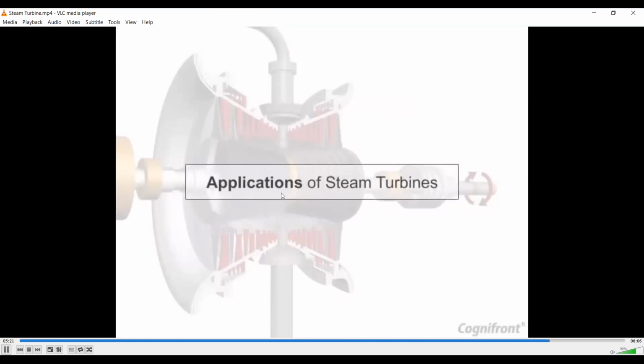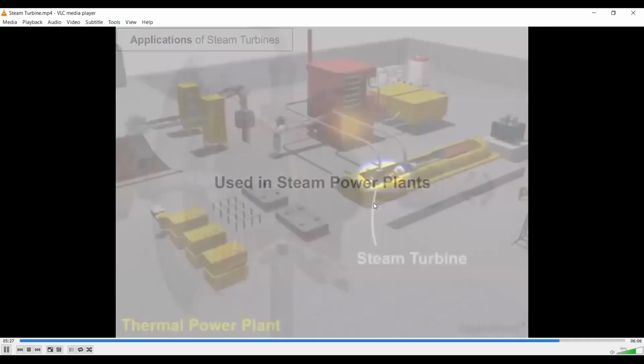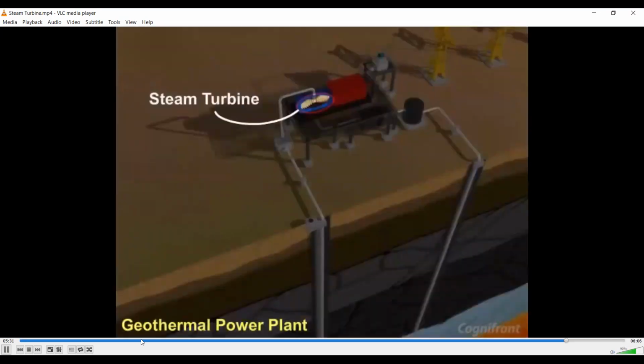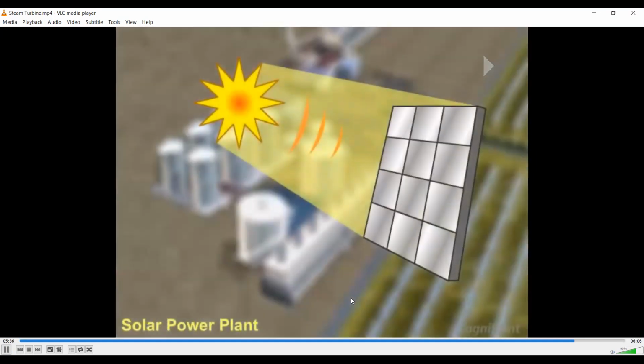Now the various applications of steam turbines: they are used in steam power plants. This is the main application for the steam turbine. The different power plants, like the thermal power plant, geothermal power plant, nuclear power plant, and solar power plant. So these are the various applications related to steam turbines, that they are used in the power plants mainly.